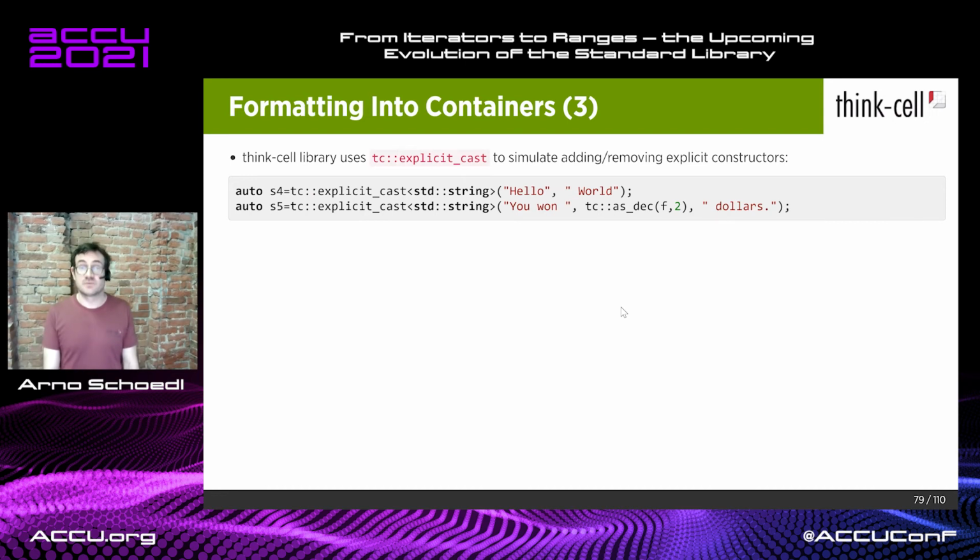Now, of course, we can't just change around the standard library, right? So the standard library is what it is. So we invented a little explicit cast to introduce all these constructors that we think should be there but aren't there. So there you can write all these things when you use the library.